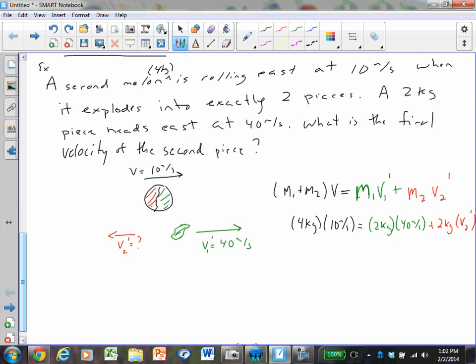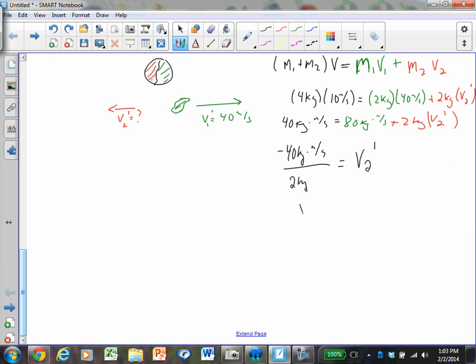So we get 40 over here equals 80 here plus 2 kilograms V2 prime. 40 minus 80 is minus 40. That divided by 2 kilograms will equal our V2 prime. So we can see that our V2 prime is minus 20 meters per second, or 20 meters per second to the west.